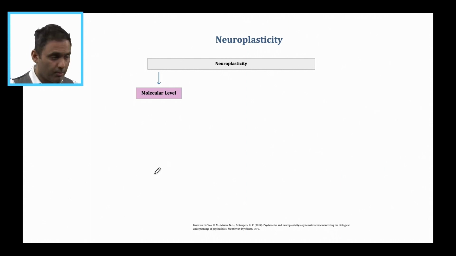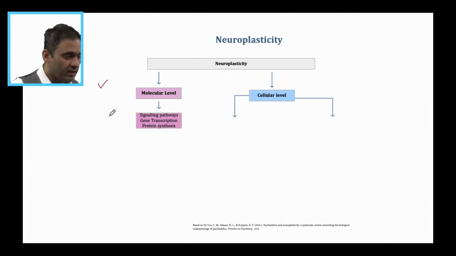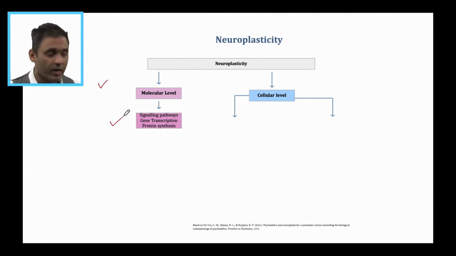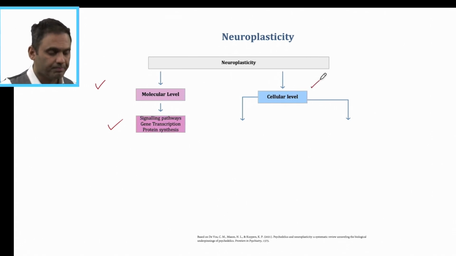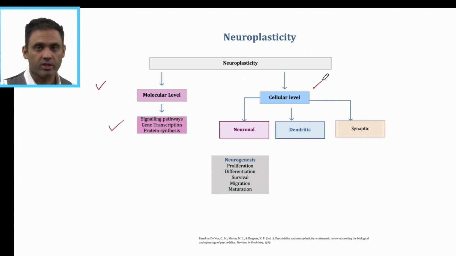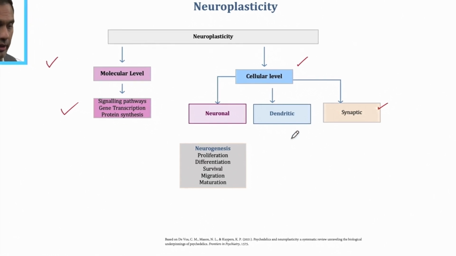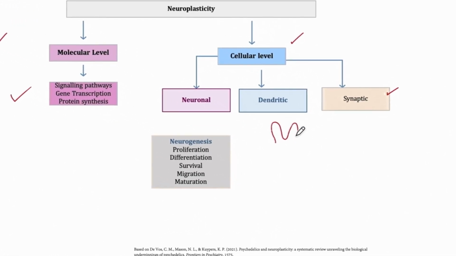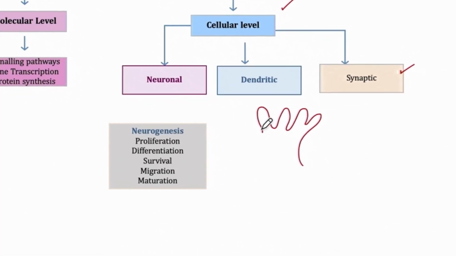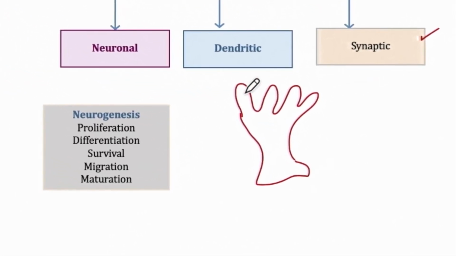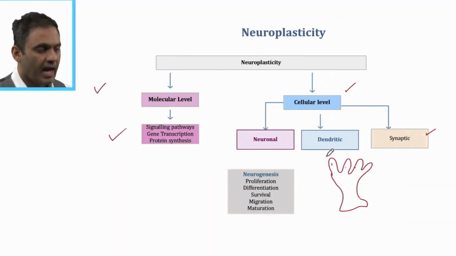Neuroplasticity, we can look at it from a molecular level or a cellular level. At the molecular level, we have things such as signaling pathways, gene transcription, protein synthesis. At a cellular level, we can divide this into neuronal changes, dendritic changes, and synaptic changes. So synapses, of course, we have the presynaptic neuron, postsynaptic neuron, synapse right in the middle. And then we have the dendrites. When we think about the neuron, these are the dendrites here, right? And then we have the neuronal changes as well.